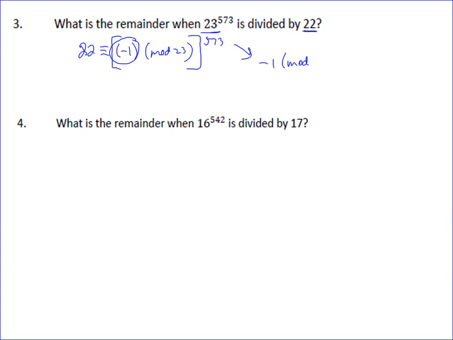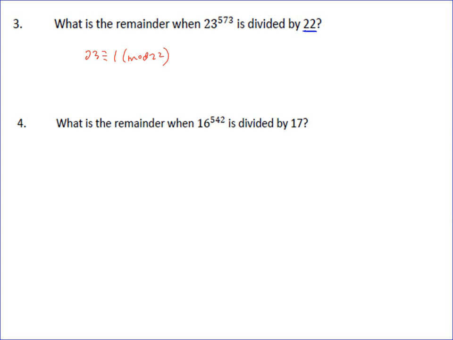Oh, we did that backwards. So let's go back and correct ourselves. We're dividing by 22, so 23 is equivalent to 1 mod 22, and whenever that's the case, that means that every time you go through and do this multiplication, you're going to get a remainder of 1 no matter what this power is, so the answer to this question is just 1.